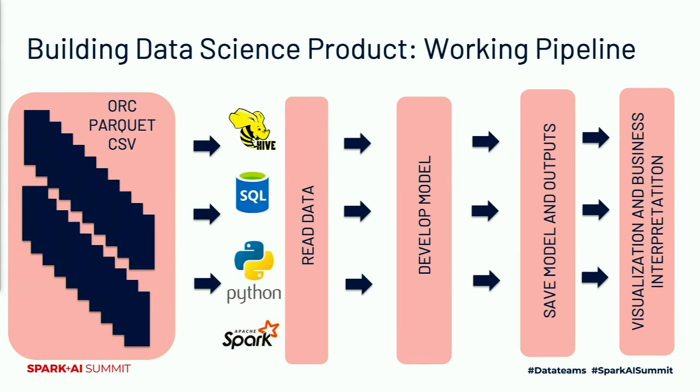But the most important thing is to develop a working pipeline that can extract data from its source so that the data can be used to train a model and generate the required outputs. The process always carries data from its original format, whether that be ORC, Parquet, or CSV, to the desired output, whether that be a table of metrics or a dashboard for visualizing data.